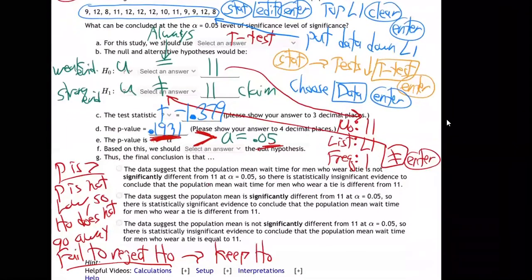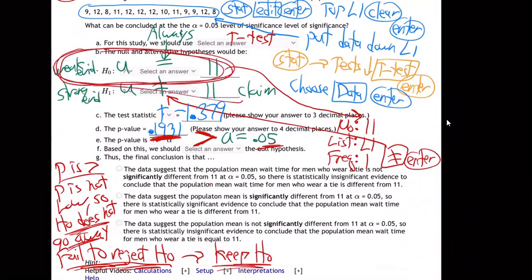We think, no, the P is not low. The null does not need to go away. We fail to reject the null. We keep the null. Our conclusion is to keep this null and we reject the H1 here. Which means we believe there's weak evidence, but the average is still the same. It's equal. We believe whether you wear a tie or not, it's going to be about the same wait time. We don't think there's strong evidence that that changes the wait time.